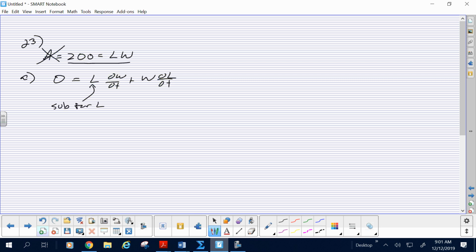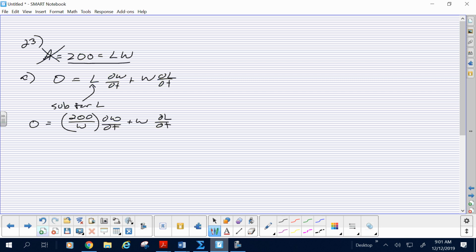Yeah, 200 over W, dW/dt plus W dL/dt. All right, I think that satisfies part A. Cool. Part B: if the length L is increasing at a constant rate of 15 units per second, at what rate is the width W changing where W equals 2?